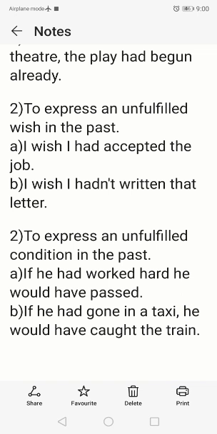Thus, this past perfect tense is mainly used to indicate an unfulfilled wish in the past, and also to express an unfulfilled condition in the past. So we use mainly the past perfect tense.